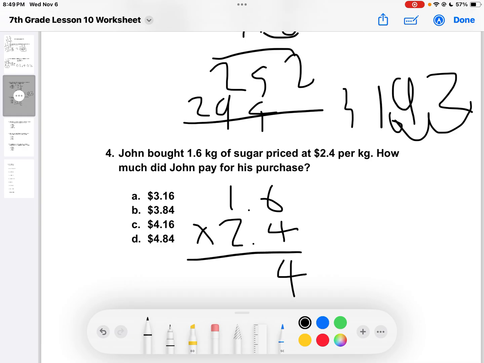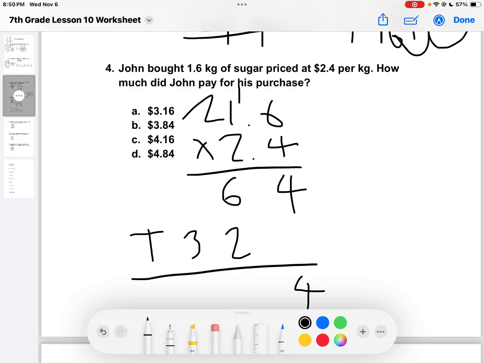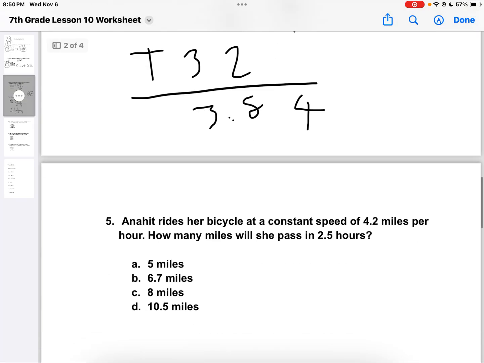6 times 4 is 24. Transfer the 2. 1 times 4 is 4, plus 2 is 6. 6 times 2 is 12. Transfer the 1. 1 times 2 is 2, plus 1 is 3. Add all up. 4, 8, 3, and 2 decimal places, so it's 3.84. So the answer will be B.